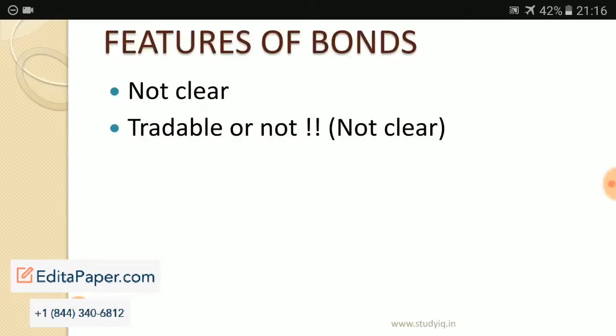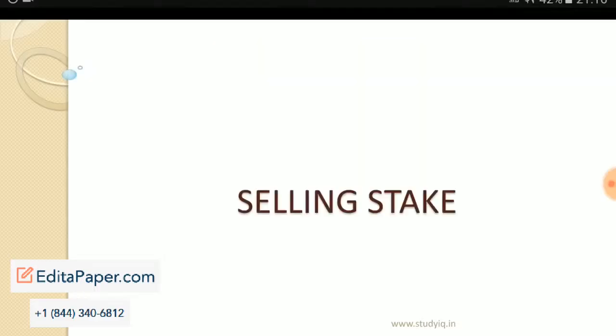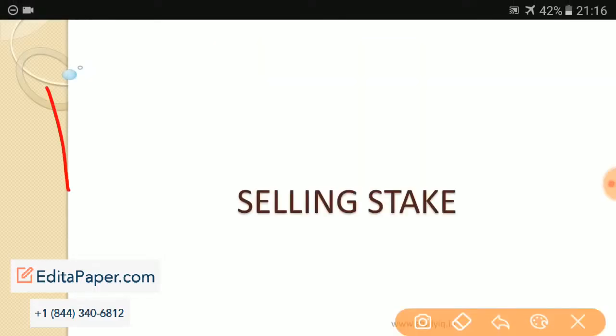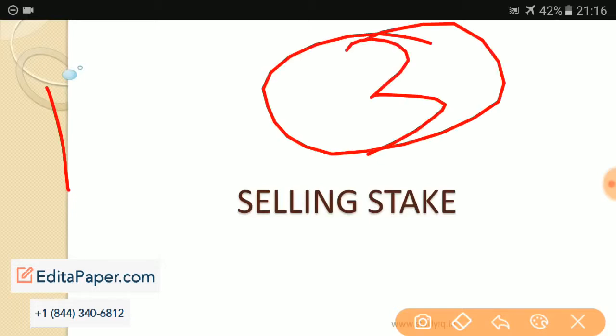So we have seen the first tool that the government is using out of the three tools, that is, the recapitalization bonds. Now we would be looking at the selling of stakes to raise 58,000 crores.